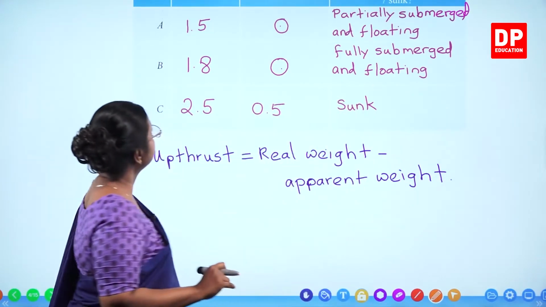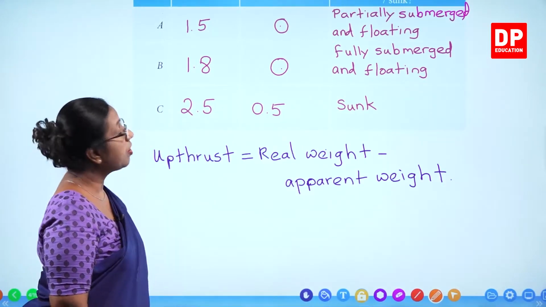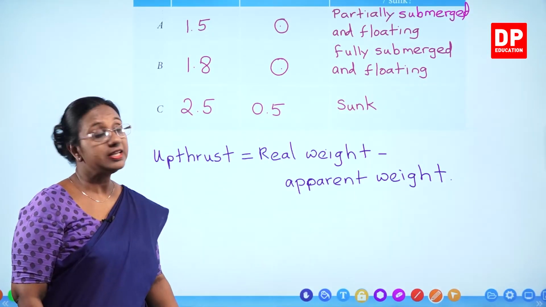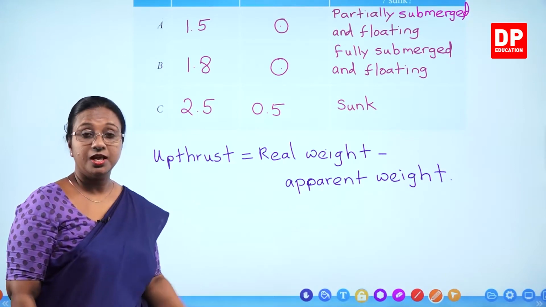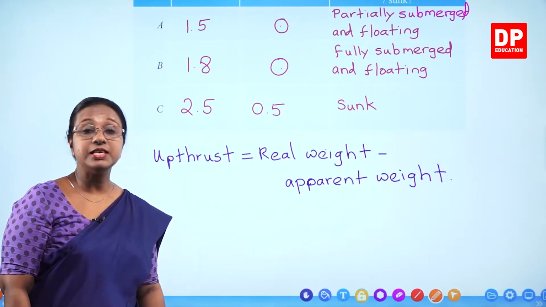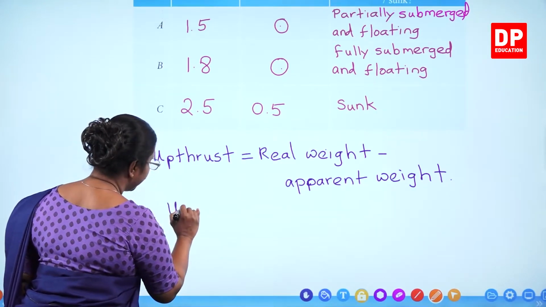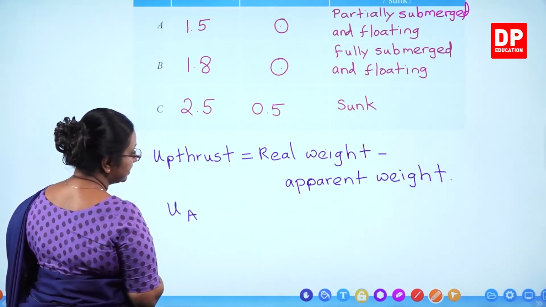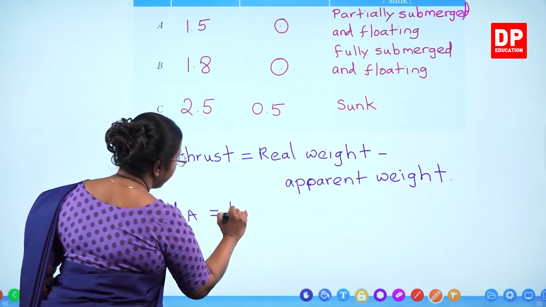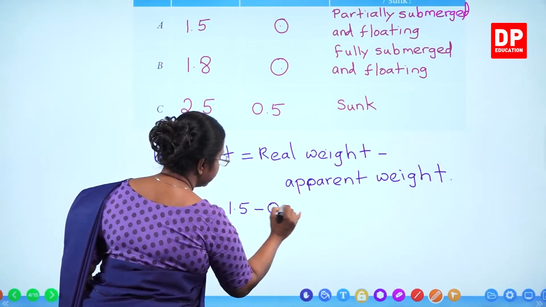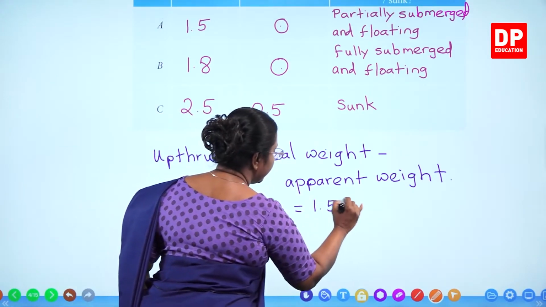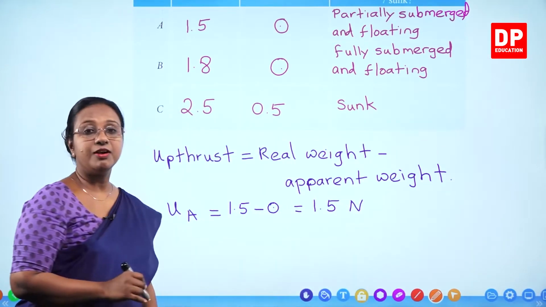So, in the first instance, the weight of the object in air, or the real weight, is 1.5 Newton. Apparent weight is 0. So, what is the upthrust? I told you all, upthrust, I will write it as A. It is 1.5 minus 0. So, it is also equal to 1.5 Newton.